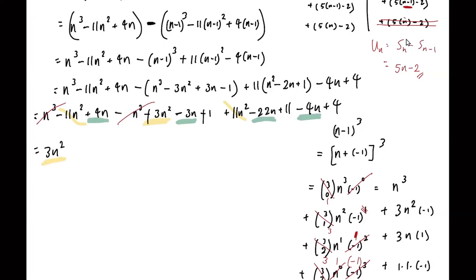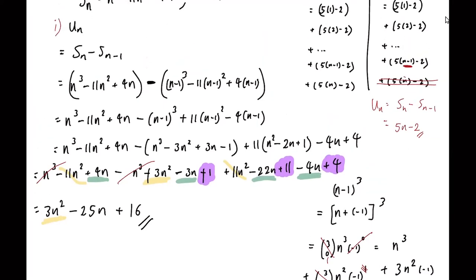So now let's combine all the linear terms, the green color ones, power 1. 4 minus 3 minus 22 minus 4. 4 minus 4 cancels. Minus 3 minus 22 is minus 25. So minus 25n. Then we move on to the constant terms, the last one. Plus 1 here, plus 11 here, plus 4. You end up with 15 plus 1, 16. Okay, then that's your answer for part 1.